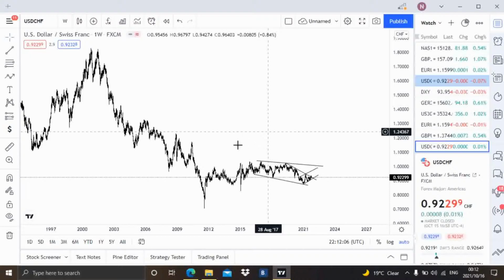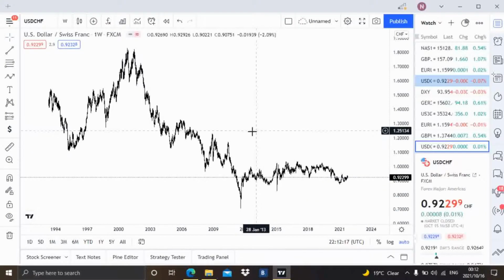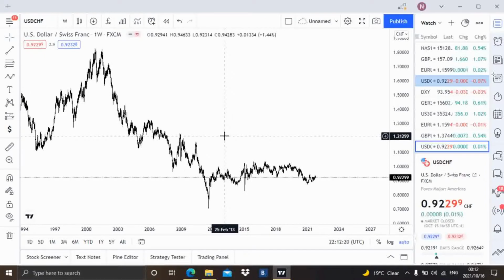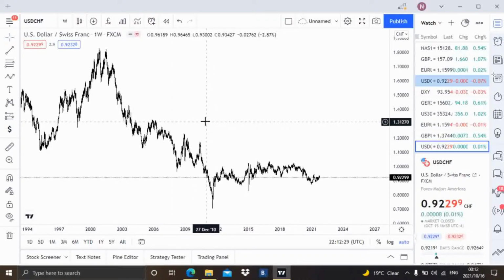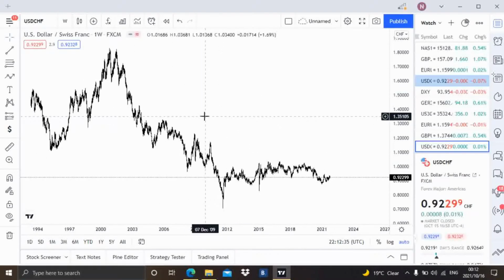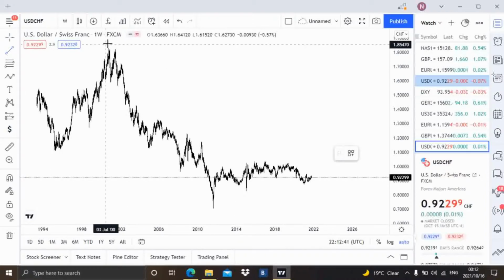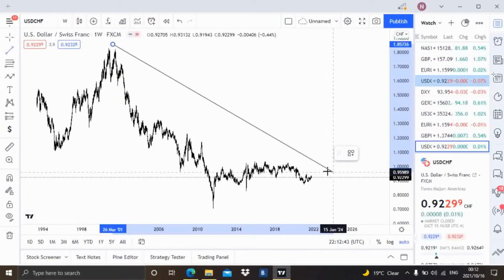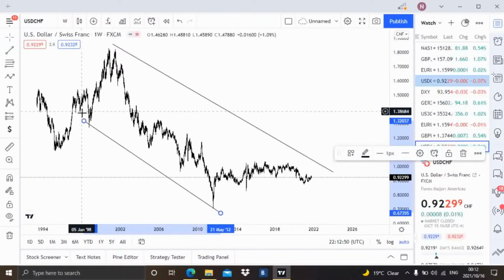So I'm going to start off here with USD CHF on the weekly time frame, and I'll explain step by step what you need to do. Starting off with your chart plain like this, you go to a high time frame so that you can see and identify the trend of the market. As you can see, this market here is in a downtrend.